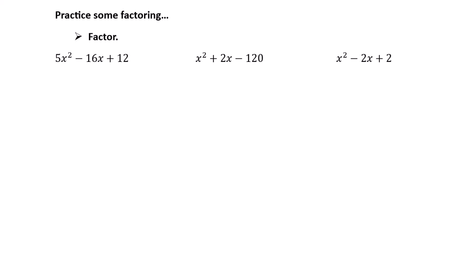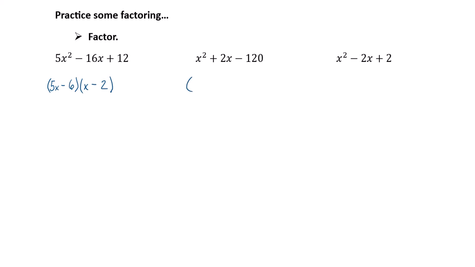Factor 5x squared minus 16x plus 12. Well, I don't see a greatest common factor, so I'm going to go ahead and make my framework of parentheses so that I can break up this polynomial. Let's try with a 6 here and a 2 here. This would be a negative 10x and a negative 6x, and we have it.